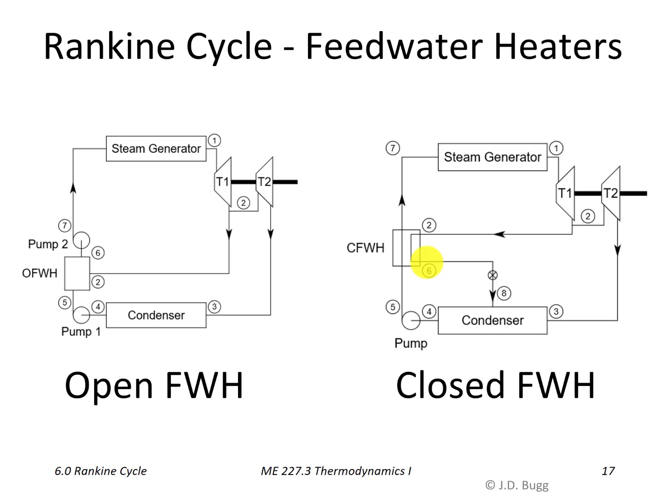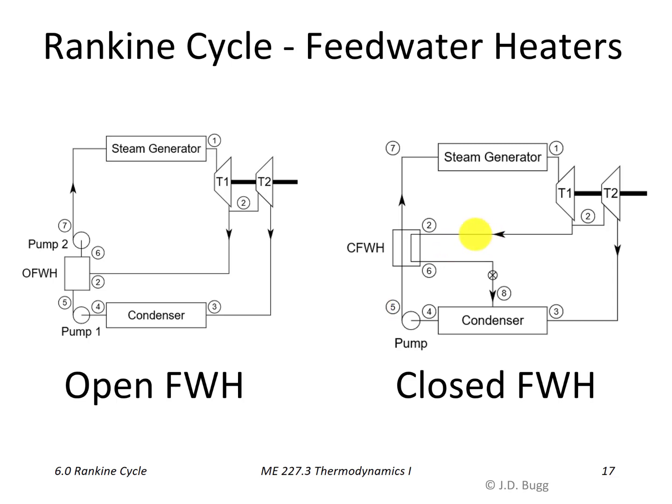So key differences are, with an open feed water heater we need 2 pumps because this open feed water heater is just an open chamber that needs to operate at this intermediate pressure. Closed feed water heater, we just have a single pump because this pump can take us all the way up to the steam generator pressure right away, because this stream and this one do not need to be at the same pressure because they do not mix. There's a pressure boundary between them, likely in the form of a shell and tube heat exchanger.